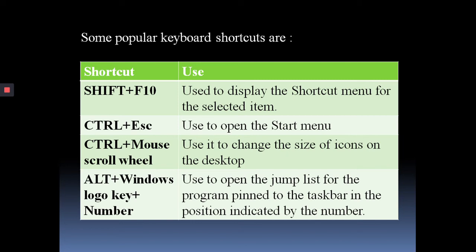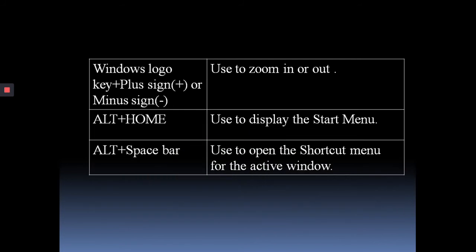The fourth one is Alt plus Windows logo key plus number. It is used to open the jump list for the program pinned to the taskbar in the position indicated by the number. The next one is Windows logo key plus plus sign or minus sign. If we want to zoom out, we press Windows logo key plus minus sign. Zoom in means Windows logo key plus plus sign.